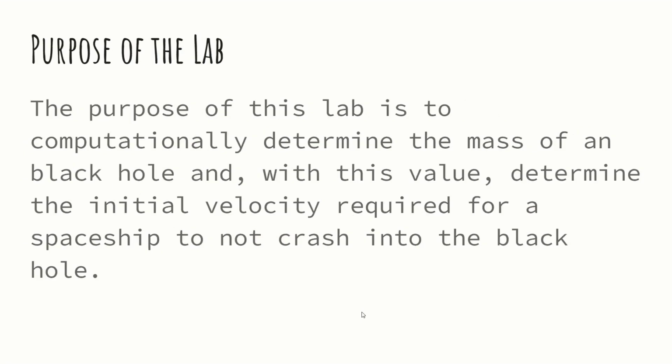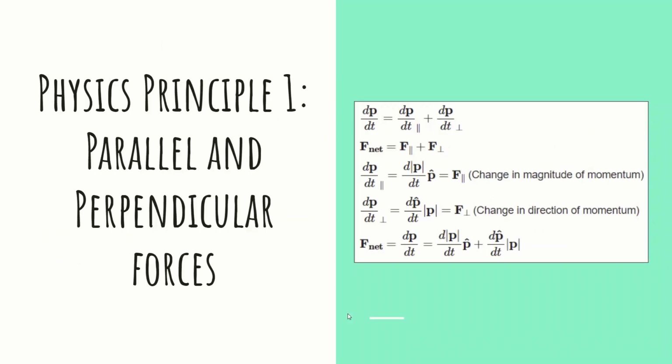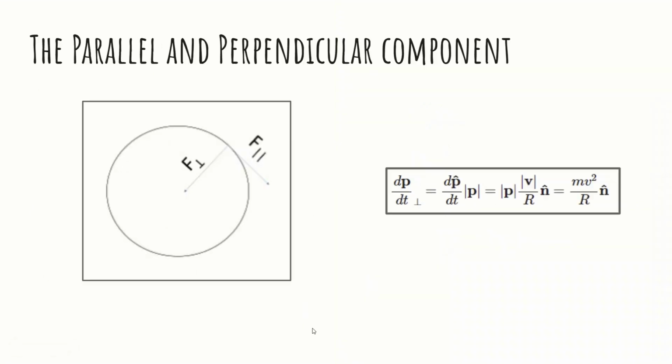So the purpose of this lab is to computationally determine the mass of a black hole, and with this value, determine the initial velocity required for a spaceship to not crash into this black hole. However, to do this lab, I first had to have a good grasp on parallel and perpendicular forces as related to circular motion. After all, we are finding the mass of a star in orbit around the black hole and the velocity required for circular motion, so understanding these two components is key.